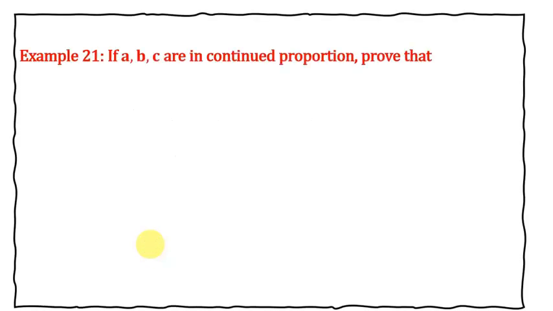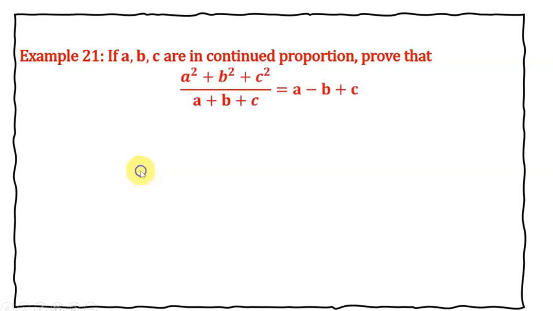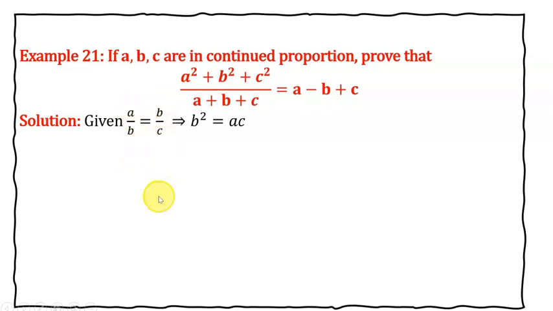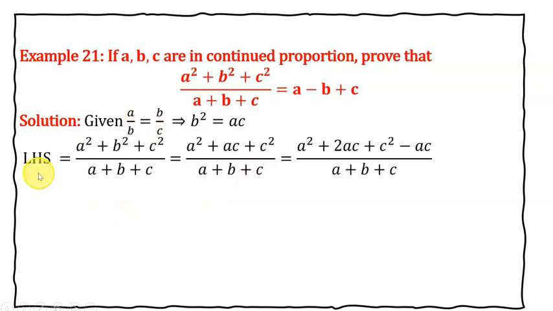Now next problem. If a, b, c are in continued proportion, again then prove that (a square plus b square plus c square) upon (a plus b plus c) is equal to a minus b plus c. Very interesting problem. Again, a, b, c are in continued proportion, a upon b is equal to b upon c, so b square is equal to ac by cross multiplication. Now consider LHS, a square plus b square plus c square upon a plus b plus c. Substitute the value of b square as ac.